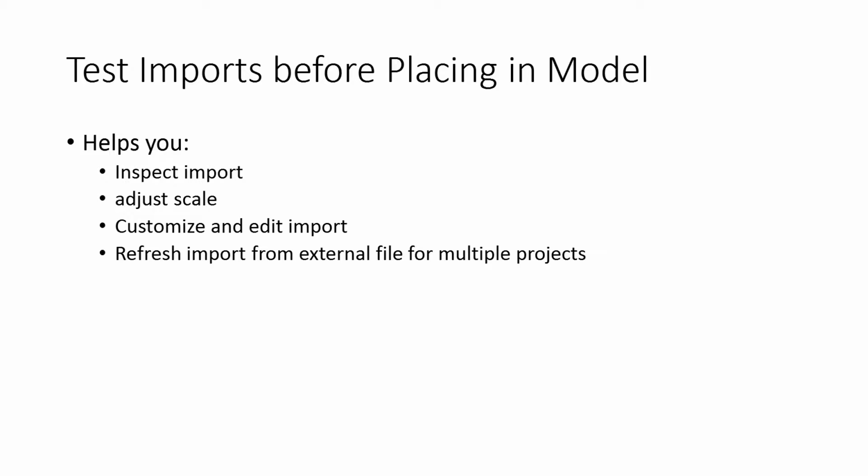This is really important because it helps you make sure you get something that's really good quality. So you're inspecting your import. You can adjust the scale, make it fit what your use is. Then you can customize it, and you can also edit that import in a separate file. And finally, you can use that import again and again, and just change that basic file. Whenever that updates, you can always update the reference in the file. So keeping it separate for certain objects is very effective.